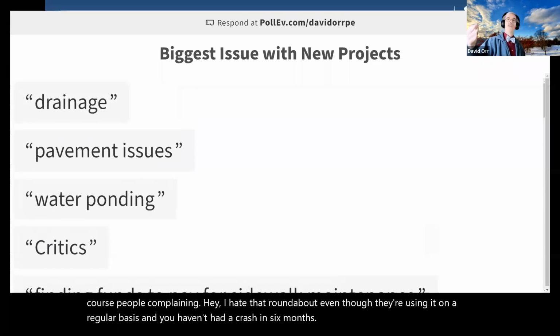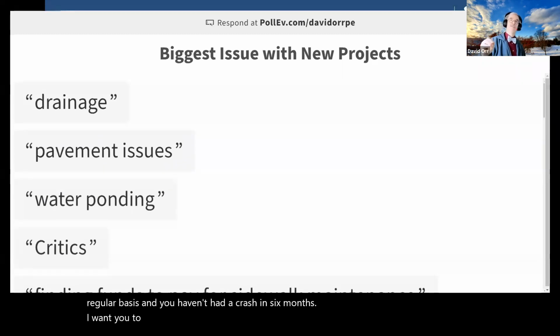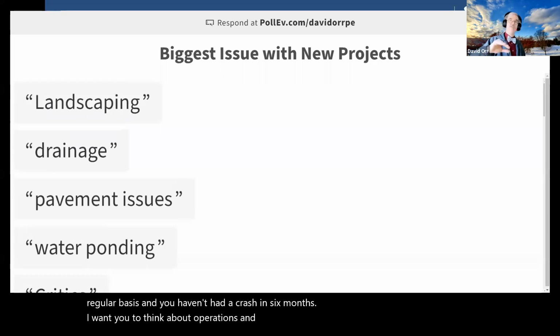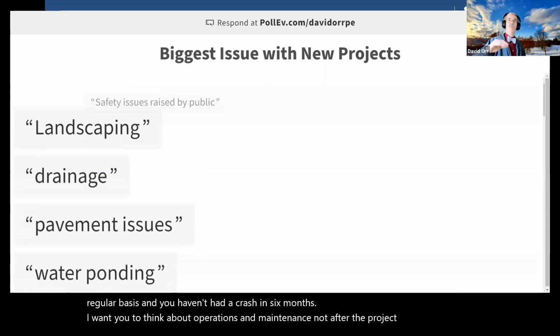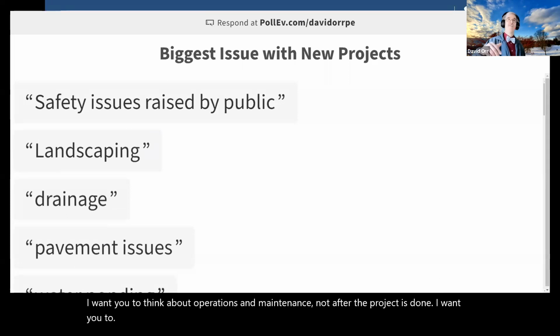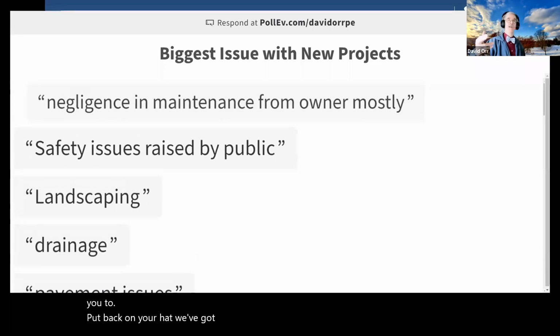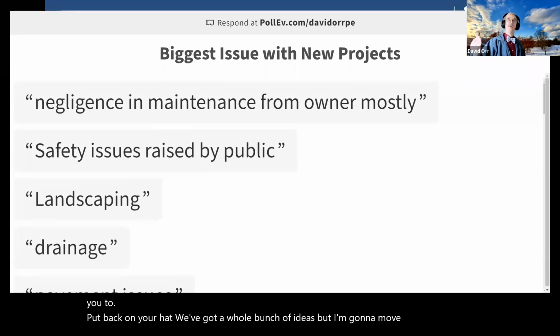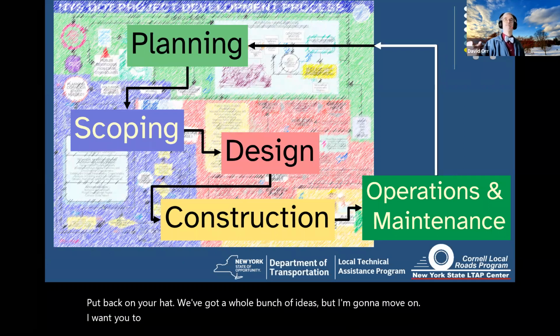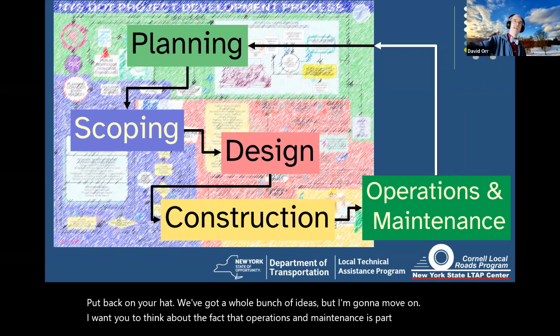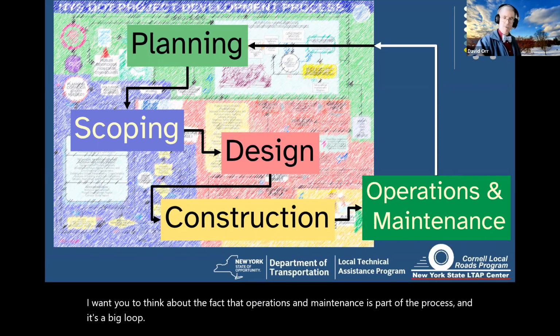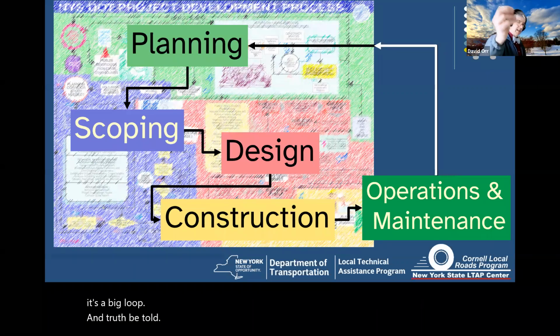I want you to think about operations and maintenance not after the project is done. I want you to put back on your hat. We've got a whole bunch of ideas, but I'm going to move on. I want you to think about the fact that operations and maintenance is part of the process and it's a big loop. And truth be told, we'll see if my pen is in a happy mood today.